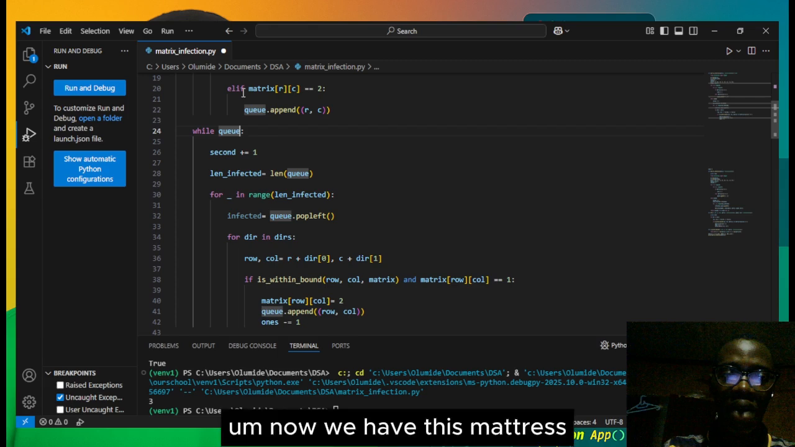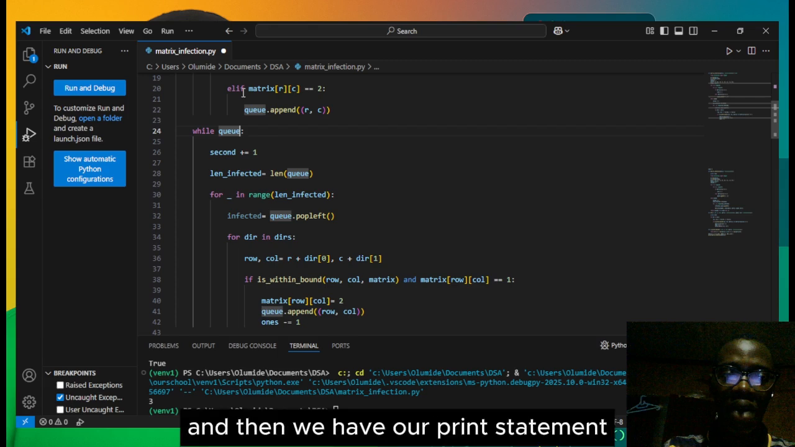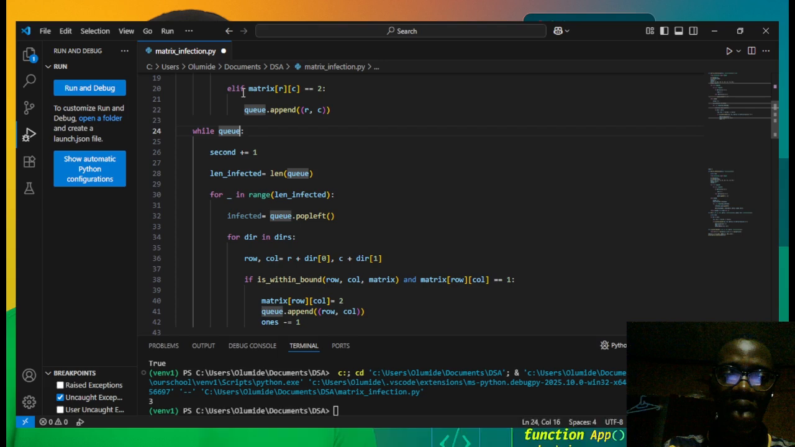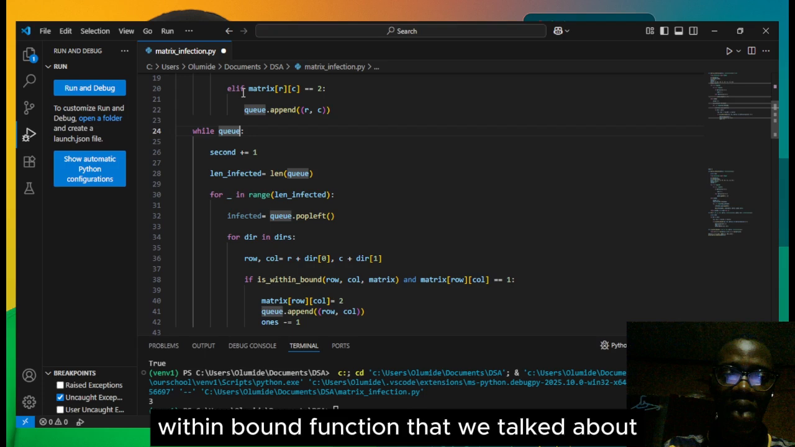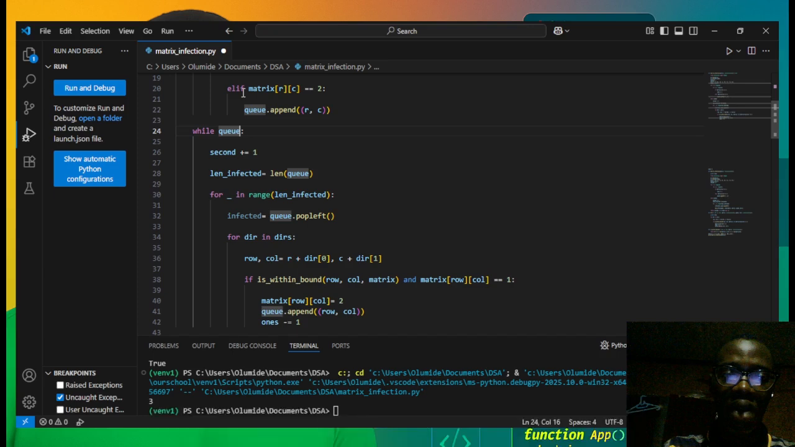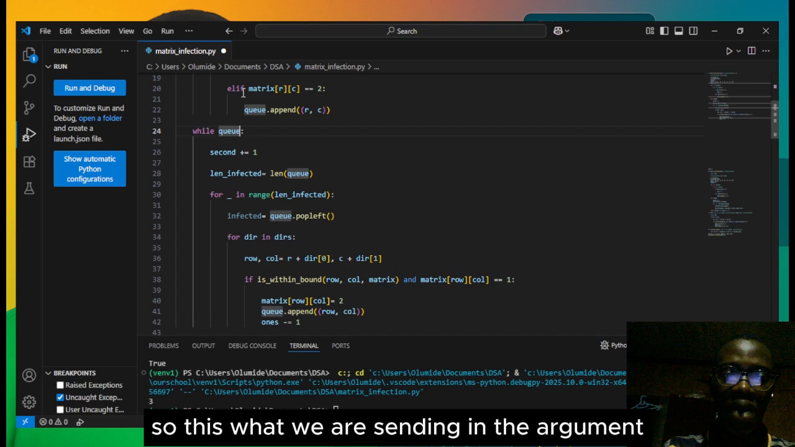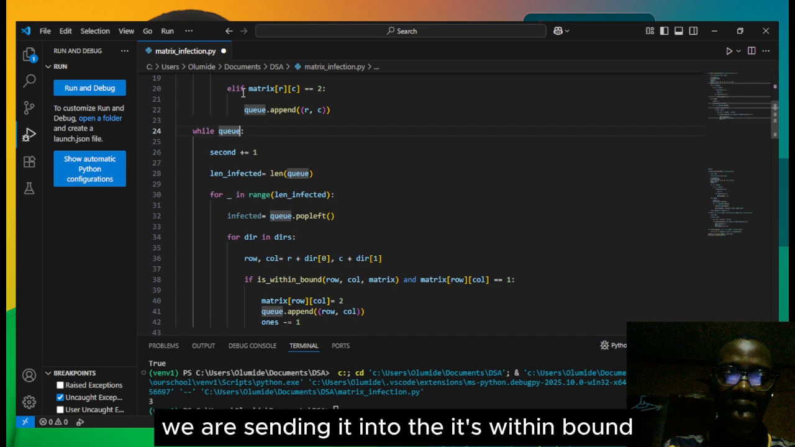Now we have this matrix, and then we have our print statement. So let's run this code and see. Well, the code is going to give us an error unless we define the is_within_bounds function that we talked about, to help us keep track of whether the bound is really valid or not. So the integer, and then a matrix. This is the argument we are sending into is_within_bounds.